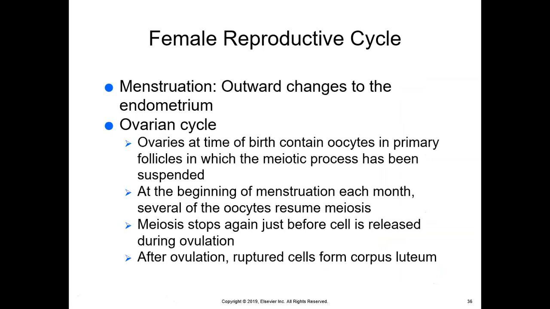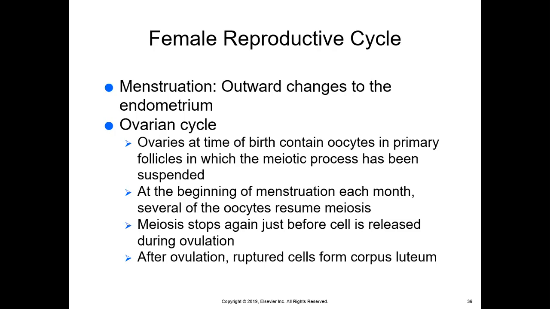So menstruation is the outward changes to the endometrium. So it's the sloughing off of the inner layer of the uterus. The ovarian cycle: the ovaries at time of birth contain oocytes and primary follicles in which the meiotic process has been suspended. So the female, when she's born, has all of the eggs that she's ever going to have.